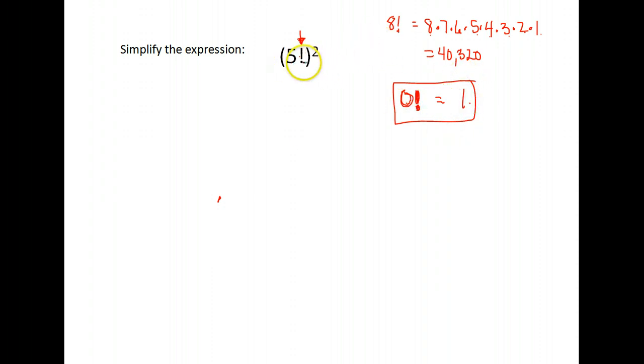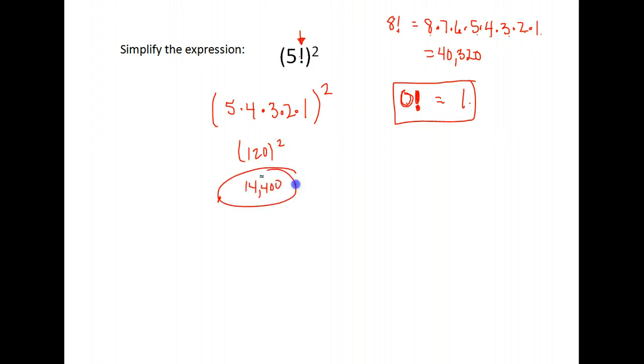So if we're asked to simplify an expression, such as this, 5 factorial squared, remember our order of operations. We do parentheses first, so we would do 5 times 4 times 3 times 2 times 1 first, and then we'll square it. So if we multiply those together, we get 120, and then 120 squared gives us 14,400.